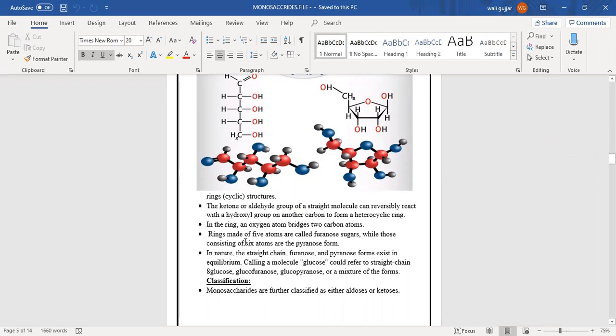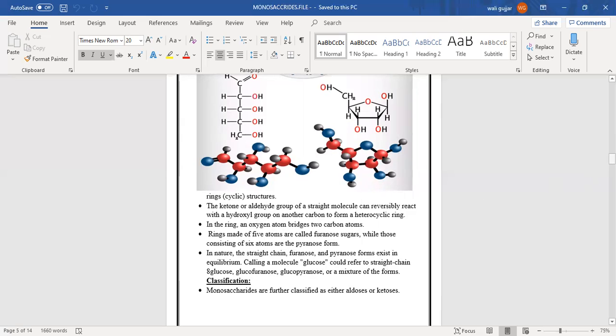In the ring, an oxygen atom bridges two carbon atoms. So they form two main shapes. If rings are made of five atoms, they are called furanose sugars, while those consisting of six atoms are called pyranose sugars. In nature, the straight chain, furanose and pyranose forms exist in equilibrium. Calling a molecule glucose could refer to straight chain glucose, glucofuranose, glucopyranose, or a mixture of the forms.